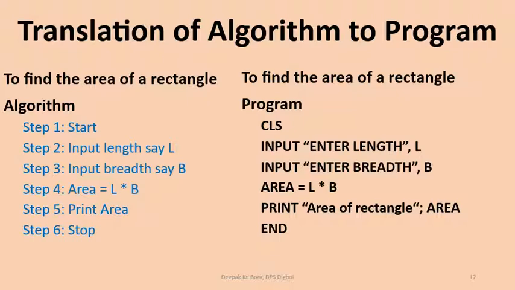Then next, step 3, input breadth, say B. So input "Enter breadth", comma B. So these two are the input statements. Now we know the processing one because we have found what the output should be, that is the area. So we know step 4, that is we know that area is equal to L into B. This is the processing. We can simply write the processing as it is.